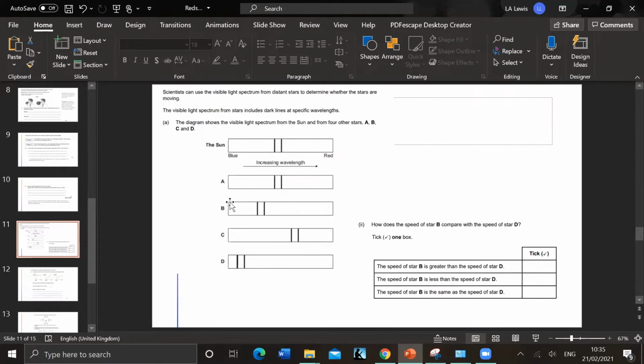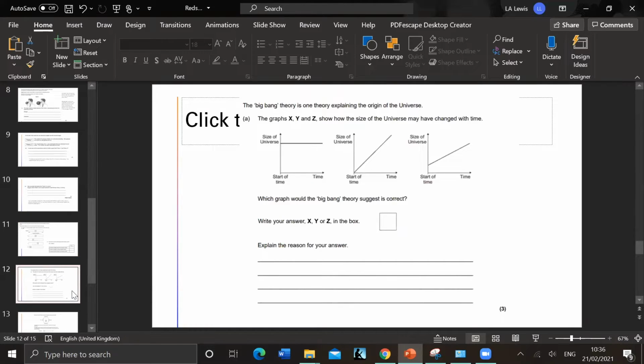So something can actually go towards blue and be called blue shifted. That means it's moving towards us. It's less common, but it does exist. That's red shifted and that's blue shifted. So how does the speed of star B compare to star D? D is more blue shifted, so it is moving towards us faster. So the speed of B is less than star D. I would also put in there that it's moving towards us, if I was the examiner. But only 1 mark. So yes, the more that something's shifted, the faster it moves. It's exactly the same as galaxies, but just the other way.